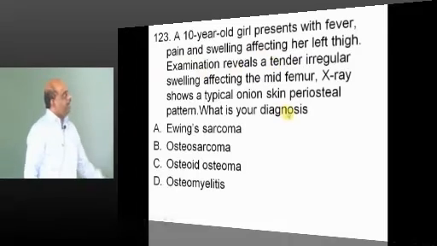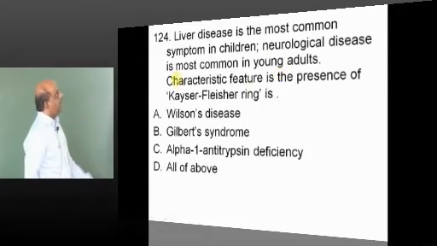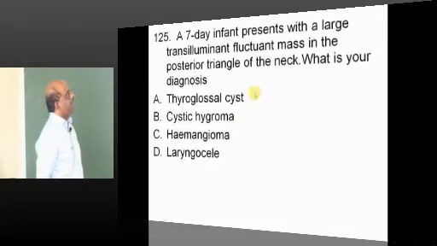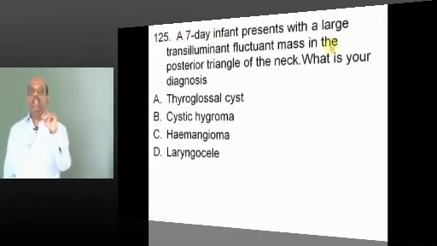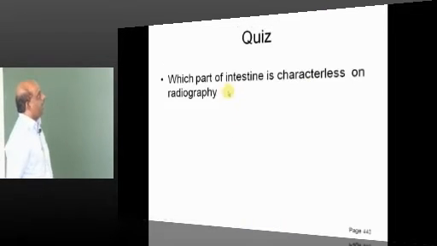10-year-old girl with fever, skin periosteal reaction, onion skin. Ewing's. Liver disease, Kayser-Fleischer ring. Wilson. Today's paper is very easy. Transilluminant fluctuant mass. Cystic hygroma.